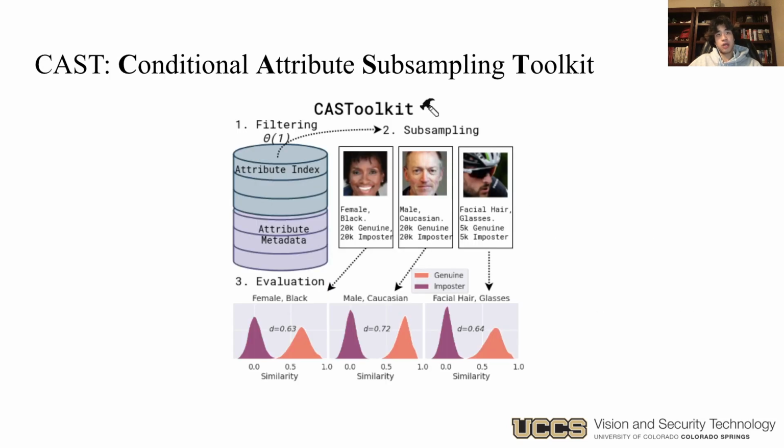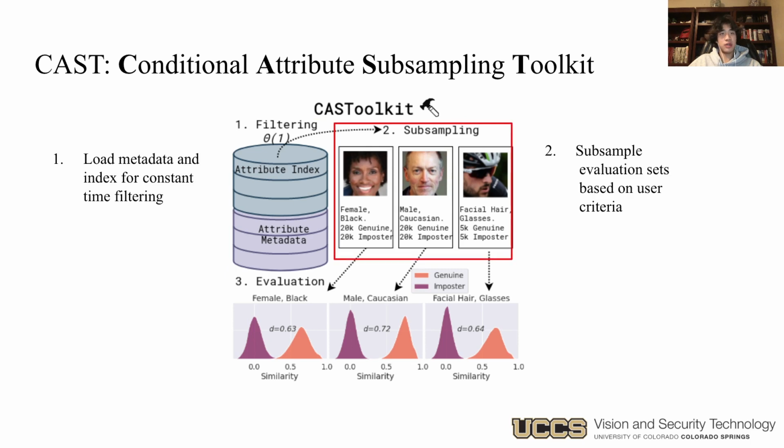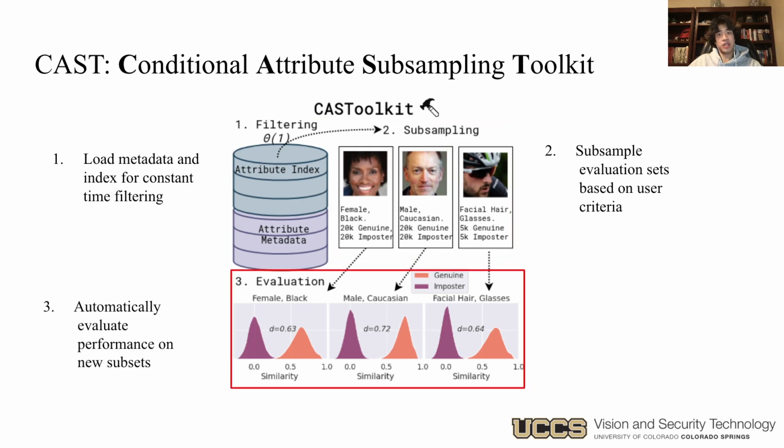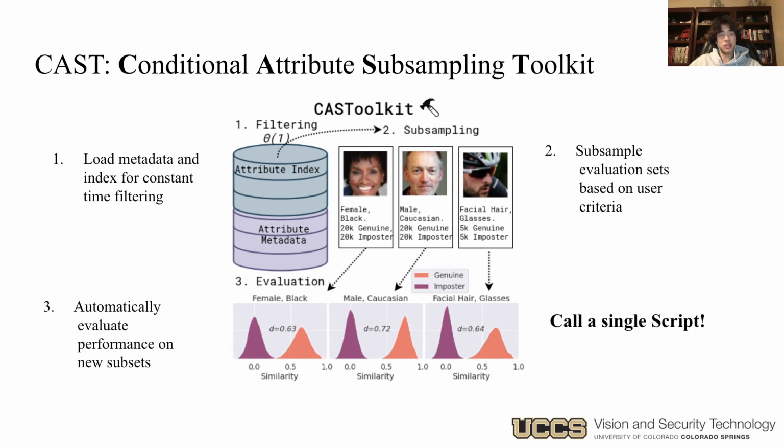CAST filters through large datasets based on criteria and attributes that you specify. From there, these subsets are then automatically evaluated for performance, and this all works with a single script.